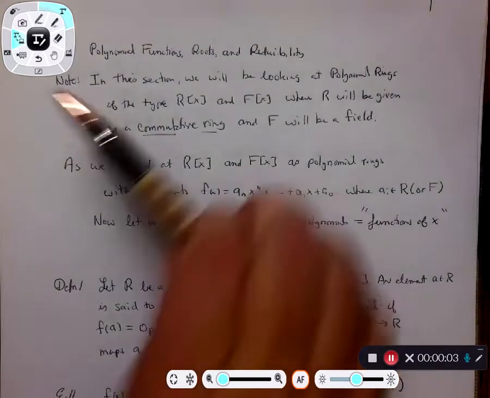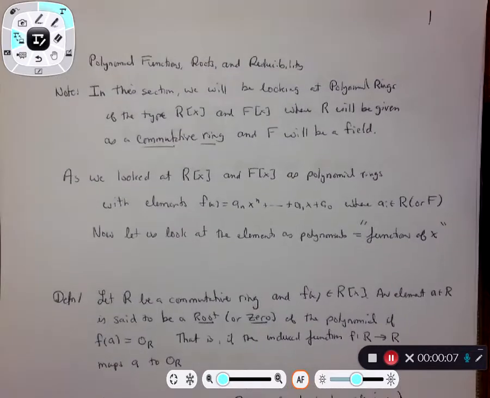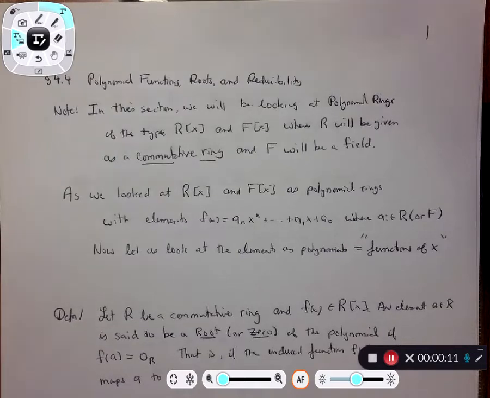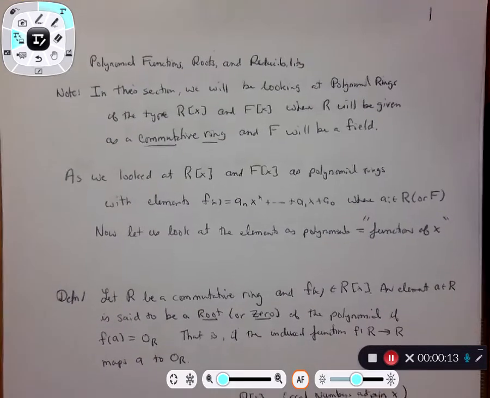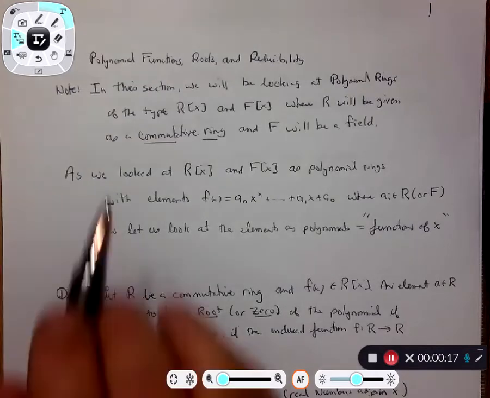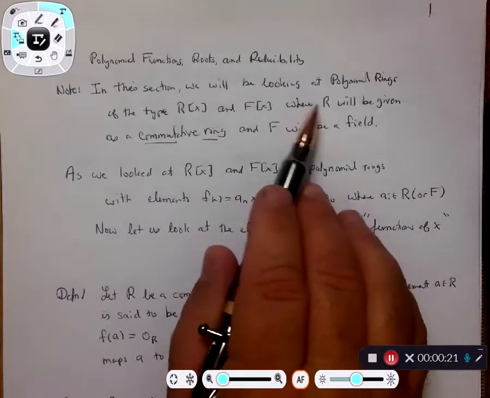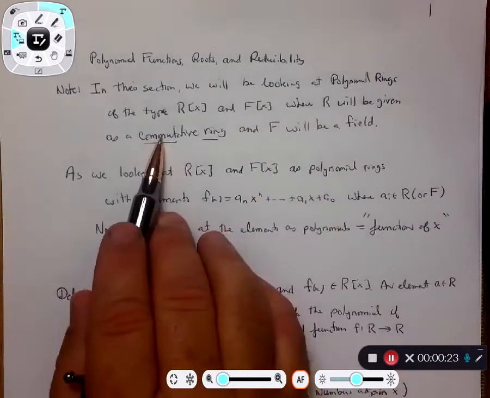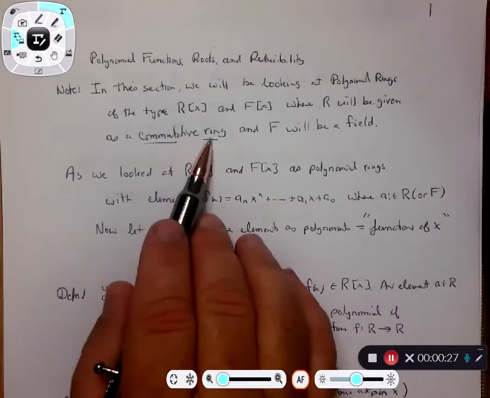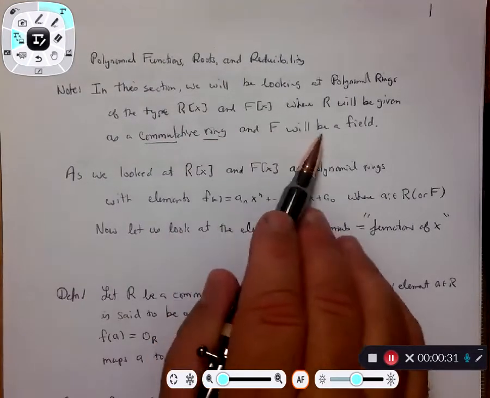Alright, welcome back. This is section 4.4, Polynomial Functions, Roots, and Irreducibility. In this section, we'll be looking at polynomial rings of the type R adjoined X and F adjoined X, where R will be given as a commutative ring, not just a ring, but a commutative ring. So A times B equals B times A in the ring R. And of course, F will be known as a field.